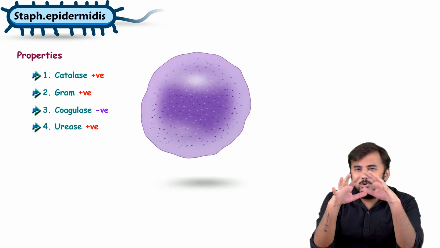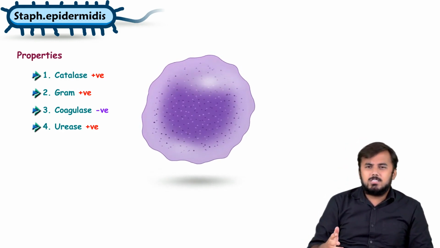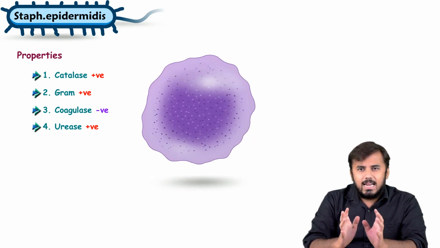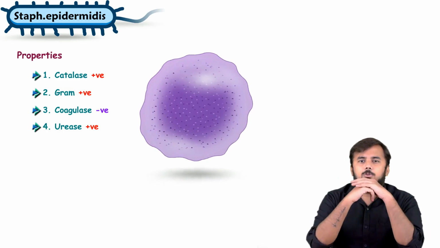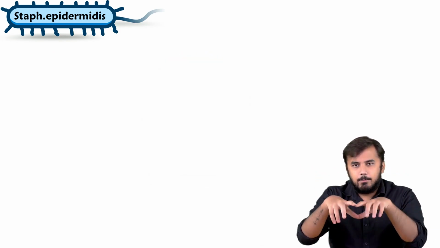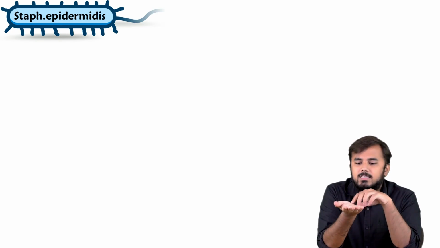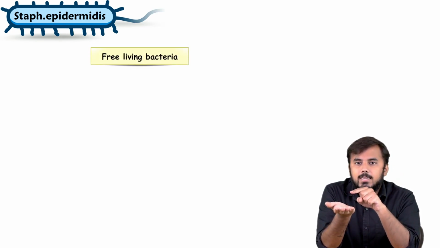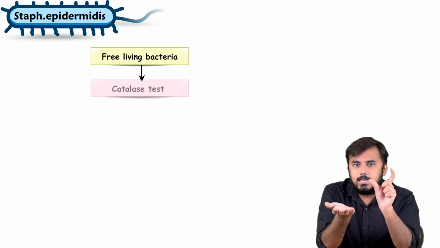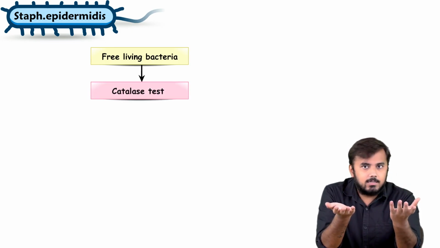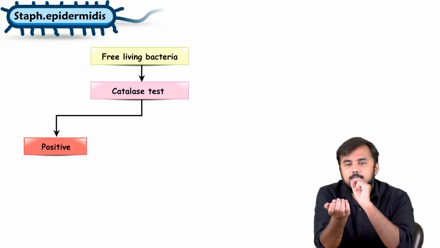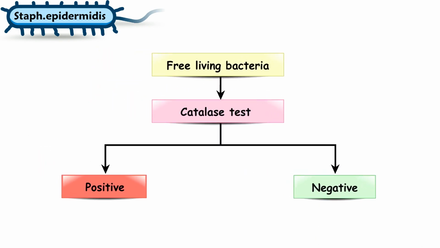Now, I'm pretty sure that you might be confused. What is this catalase? What is this urease? And what is this coagulase and all? Let me classify it and make these things clear to you. Let us take some bacteria in my hand here, right? This is called a free living bacteria. Now, if I want to divide these bacteria based upon the catalase enzyme, then some bacteria will release catalase, so I will call them catalase positive. Some bacteria will not release catalase, so I will call them catalase negative. As you can see, there are two types: catalase positive and catalase negative.